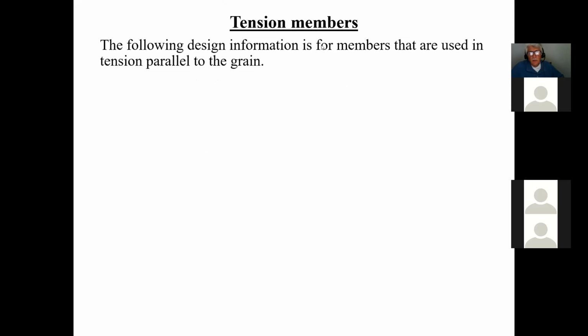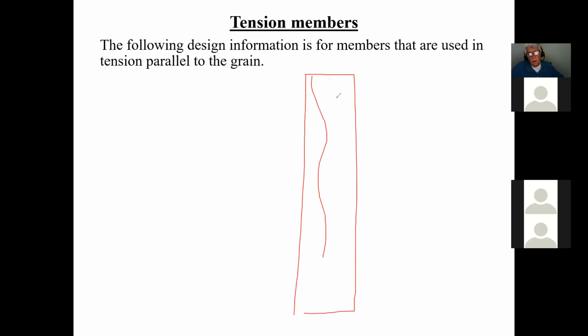The following design information is for members used in tension parallel to the grain. Always remember that when it comes to wood, the wood has a general grain. What they're saying here is that if you're having a tension force on this member, it is parallel to the grain. In other words, you're not looking at tension this way, because this is going to split your wood.